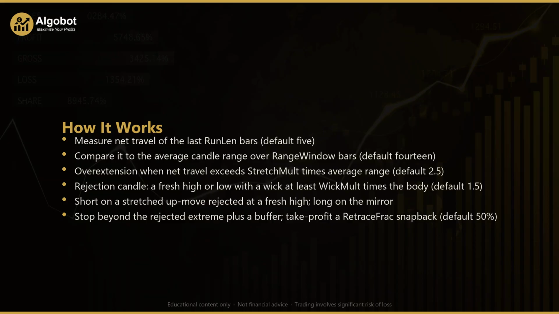Now the exits. For a short, the stop loss is placed just above the rejected high, plus a small buffer set by RetraceFrac, a fraction of the signal candle's range. The take profit is a snapback of RetraceFrac of the measured run, by default, 50%, back toward where the move began. The long is the exact mirror, with the stop just below the rejected low and the target a measured reversion upward. Every position therefore opens with both a defined stop and a defined target.